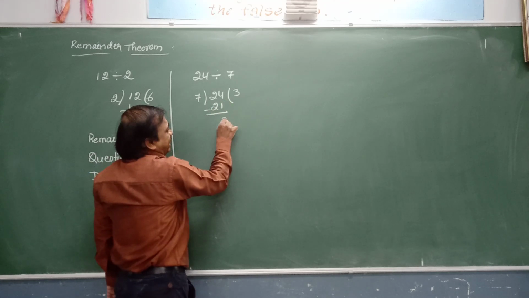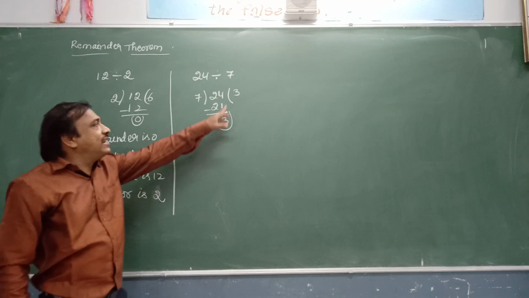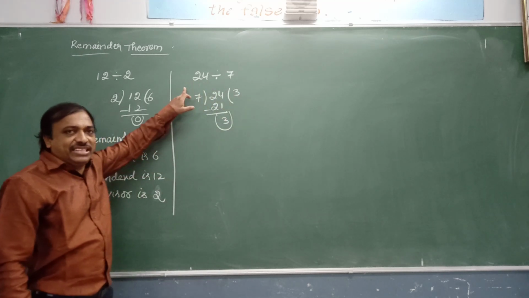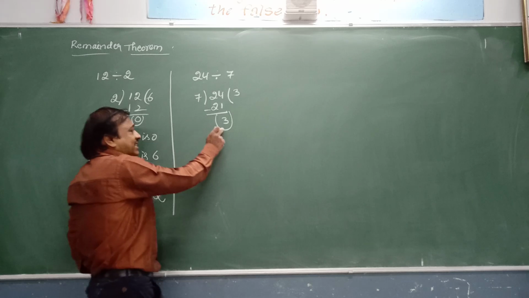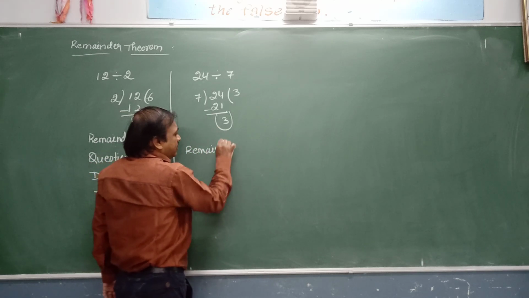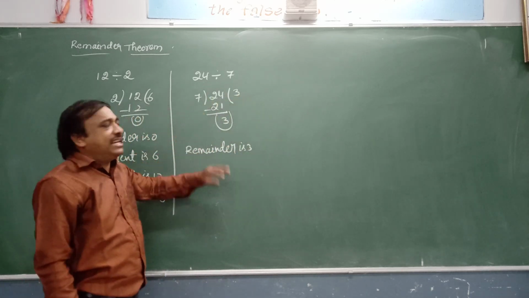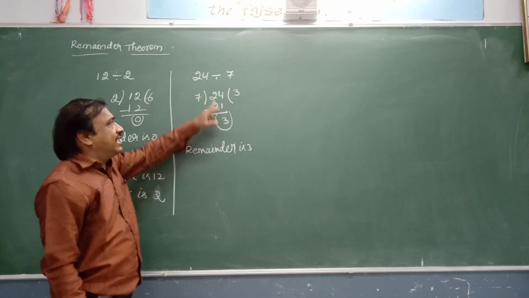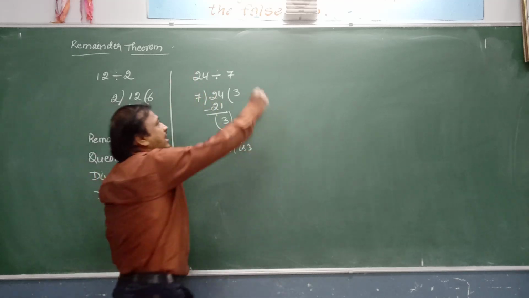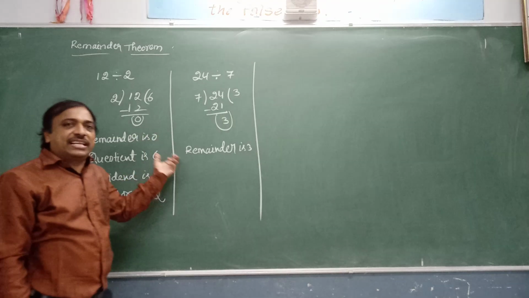24 minus 21 is 3. What do you call this 3? 3 is the remainder here, 3 is the quotient here, 7 is the divisor. So the remainder is 3 and the quotient is 3, divisor is 7 and the dividend is 24. These are the divisions which we learned in the earlier classes.